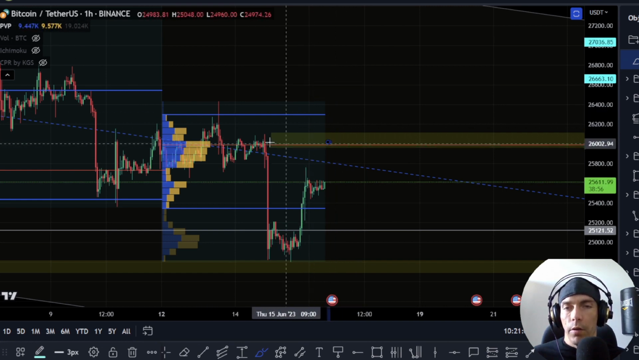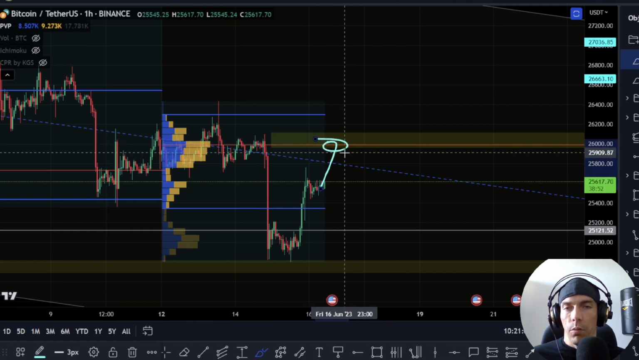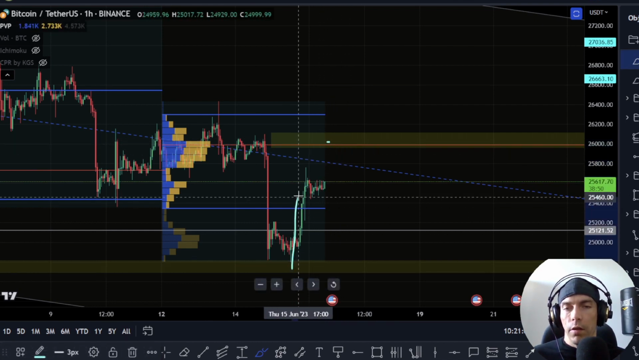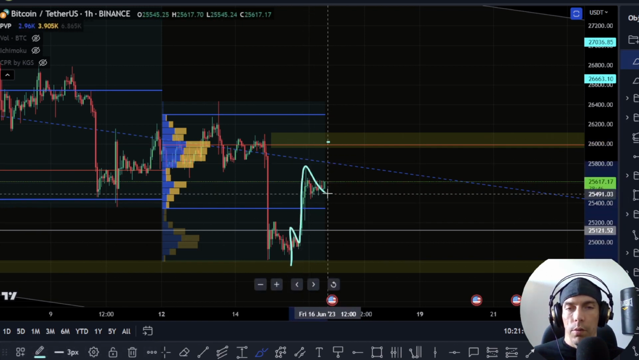I would be keeping an eye on this level. If we do see price move up here, this could be a potential zone where we get a rejection. So that ties into that idea of this being a WXY, as well as this being 1, 2, 3, 4, and 5.